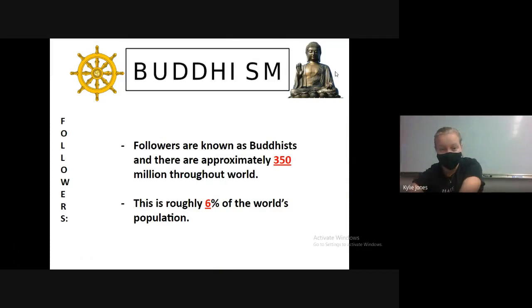Okay, in Buddhism, the followers are known as Buddhists, and there are approximately 350 million of them throughout the world nowadays. That's about 6% of the whole population of the world. So they still do it nowadays? Yep. Buddhism is still around nowadays, so is Hinduism. It's an ancient religion that's just been followed for a really long time.